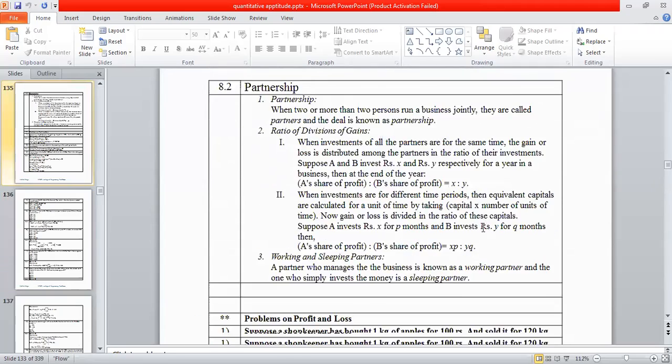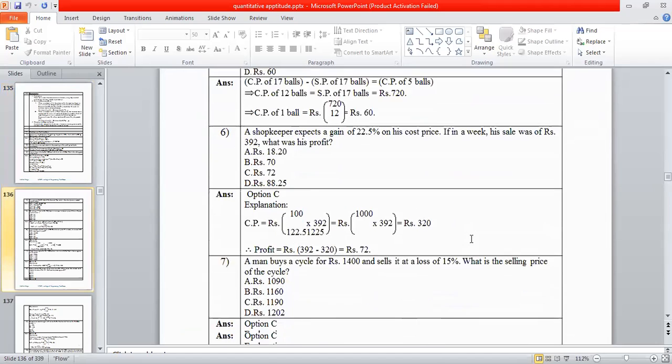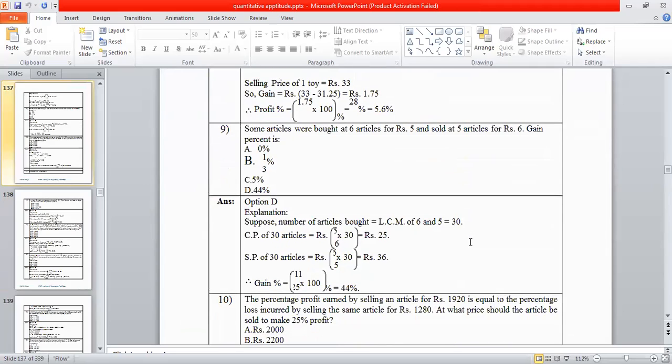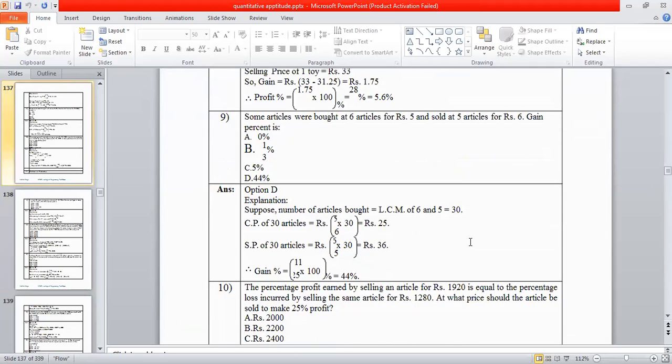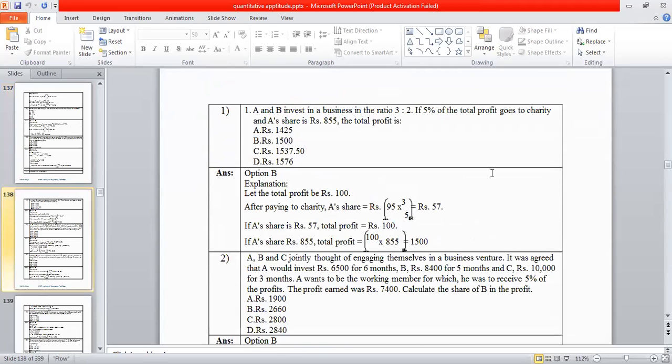Let us solve these examples. Okay. The examples of profit and loss with sharing. So let us see the first example. The screen is visible to all.